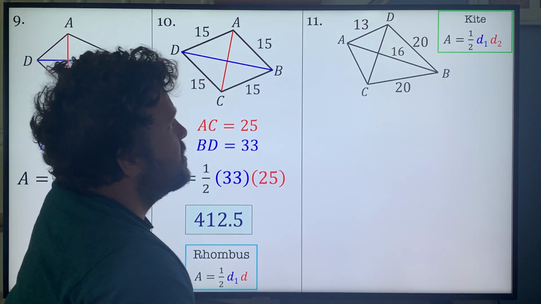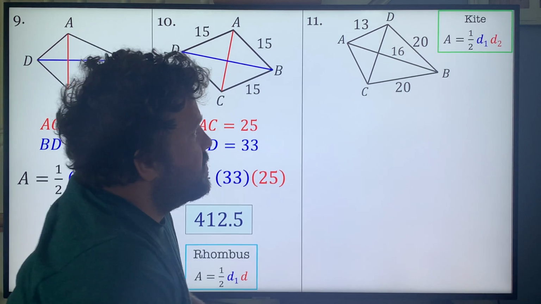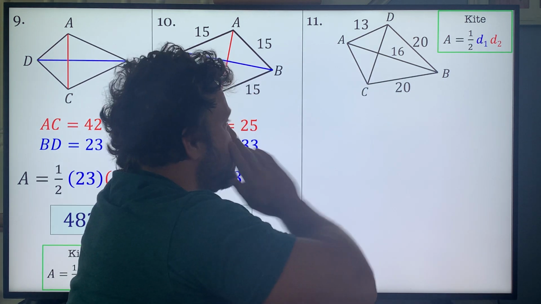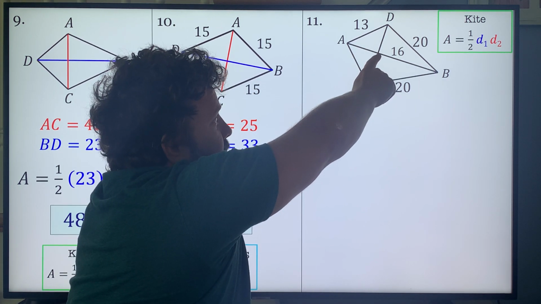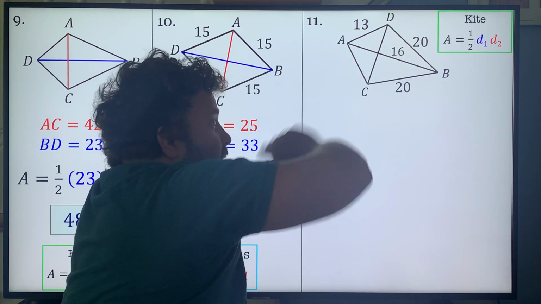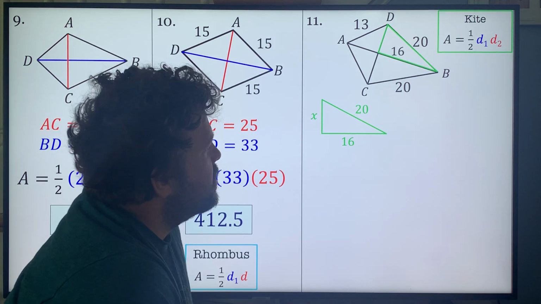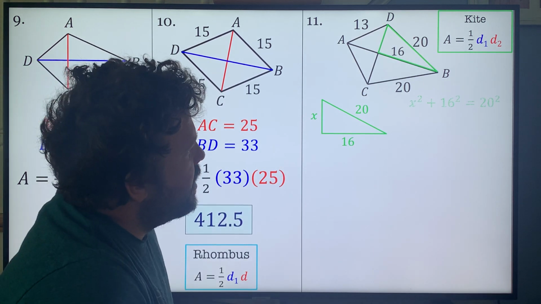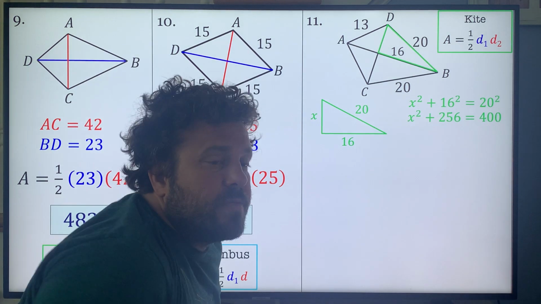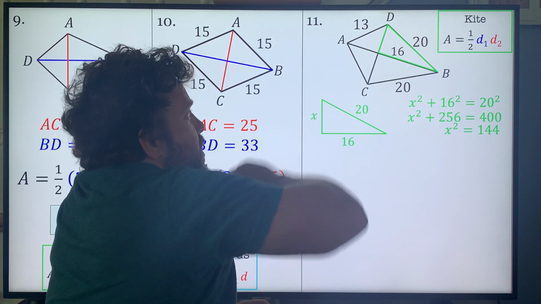Kite, half the diagonal 1 times diagonal 2. Now in this case here, we're missing these two pieces, so we have to find them. We know the diagonals are perpendicular in the interior of a kite. We have 20 and we have 16. So we could use what to find that? Pythagorean theorem, because that is a right triangle. So a squared plus b squared is c squared, x squared plus 256 is 400, 400 minus 256 is 144, so x has to be 12.